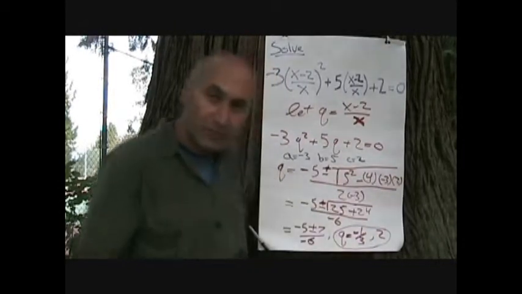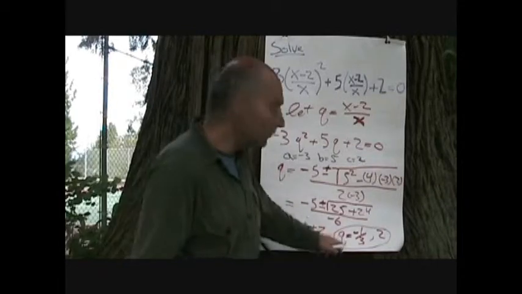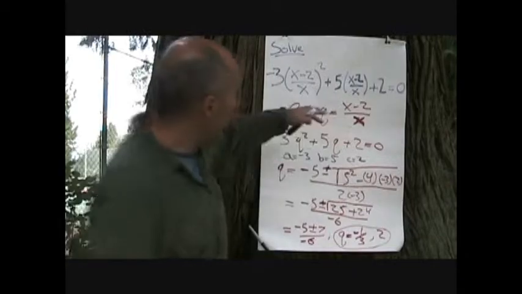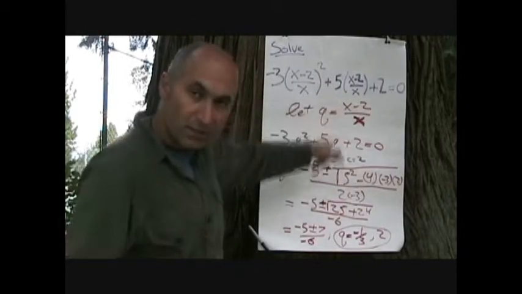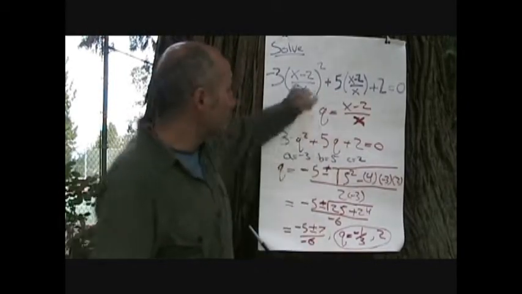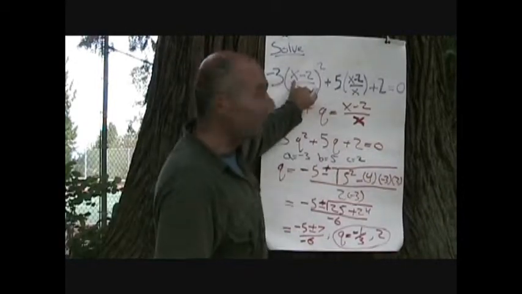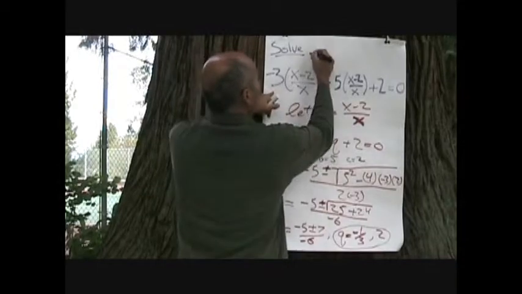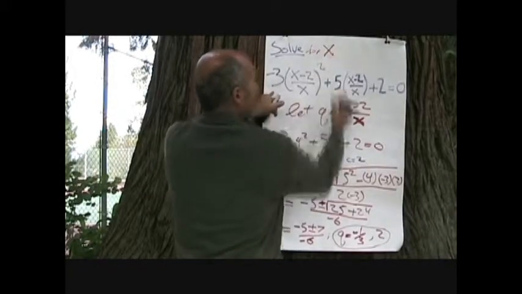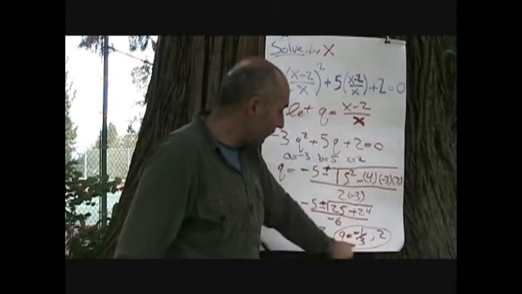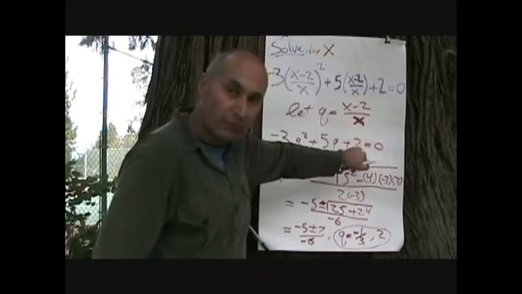Now we haven't finished this question yet because we weren't looking to solve for Q. Q is something that we introduced in the process of solving this equation, right, to simplify our expression, right? We're trying to solve for x, right? Because this would say solve for x. So what we're going to do is resubstitute x minus 2 over x for Q and solve for this.